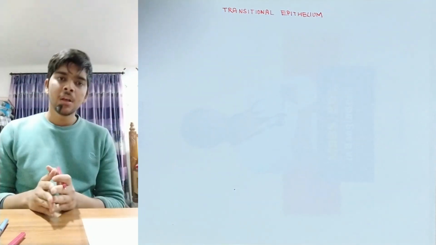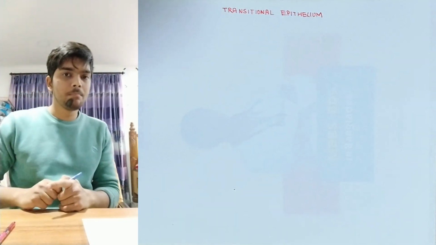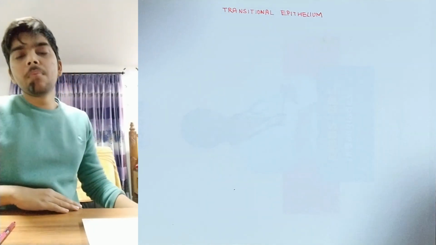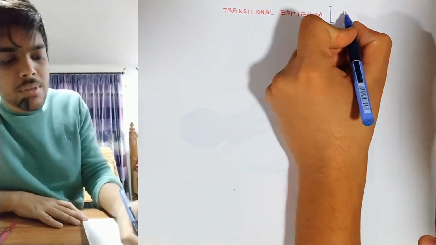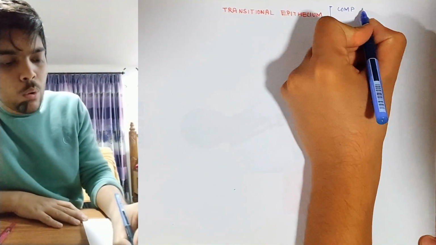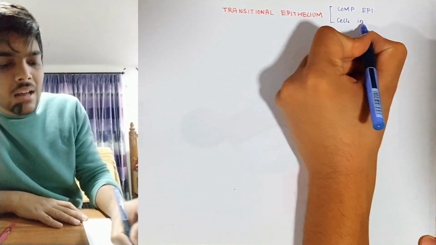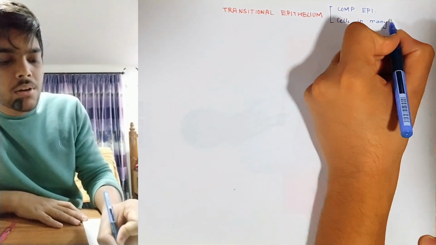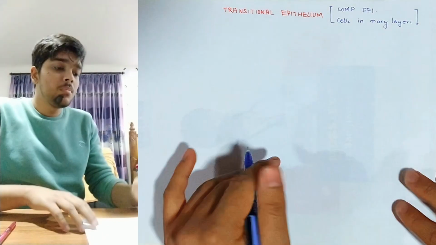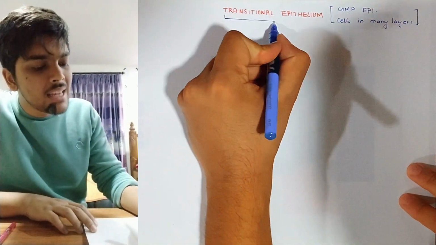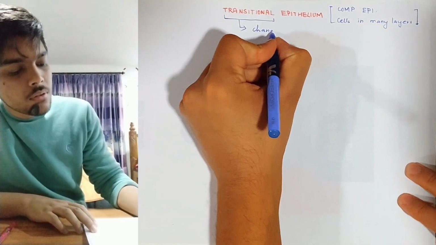Transitional epithelium. So, compound epithelium, the last topic is transitional epithelium. In the topic of compound epithelium, we have the last topic, transitional epithelium. So, transitional epithelium is a type of compound epithelium. That means the cells are arranged in multiple layers. Okay. So the name transitional epithelium consists of the word transitional, and the word means changing.